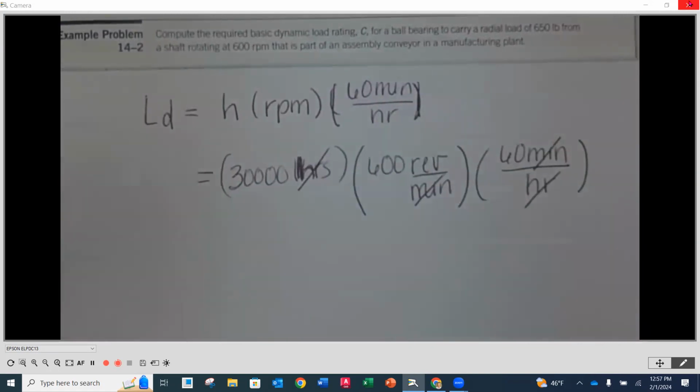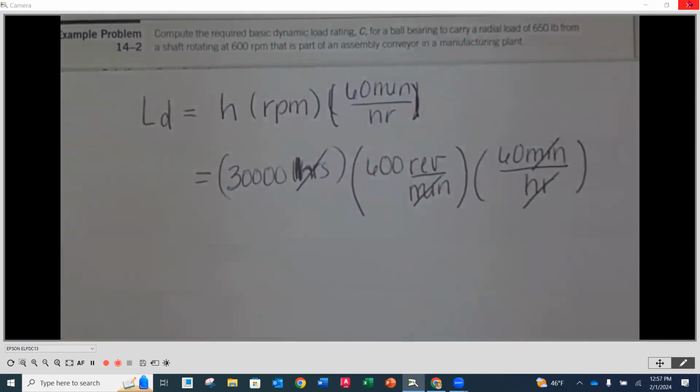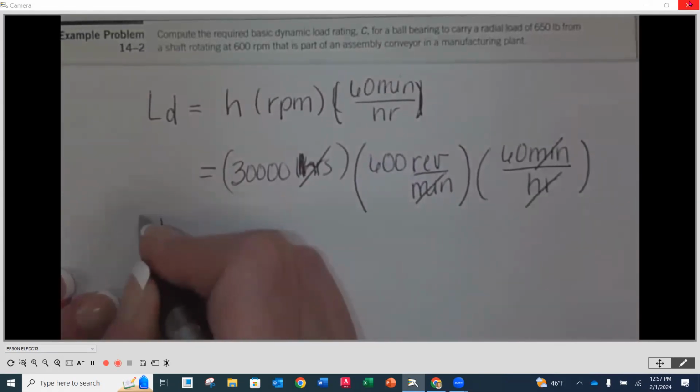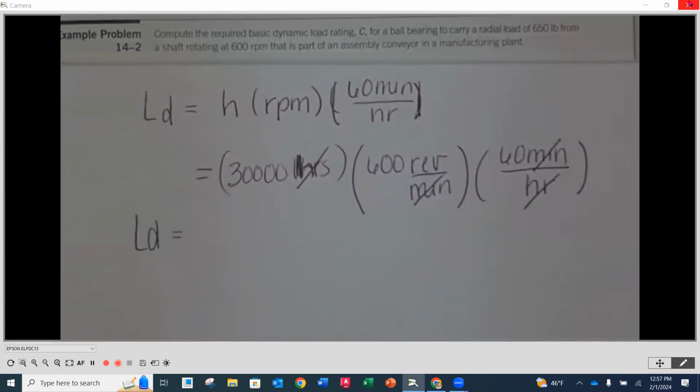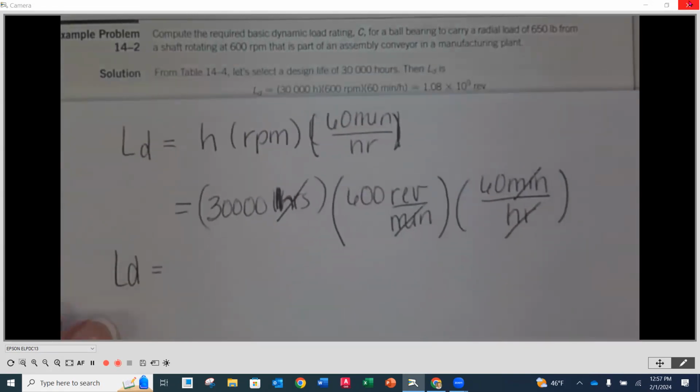So now this gives me the number of revolutions I would expect when going 600 revolutions per minute for 30,000 hours. That's all that this is. It's really a conversion. So my L sub D is going to be a really big number. What is your number?